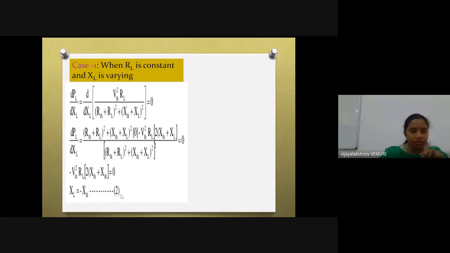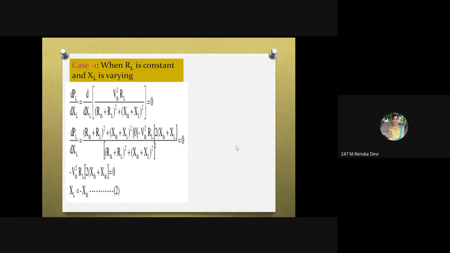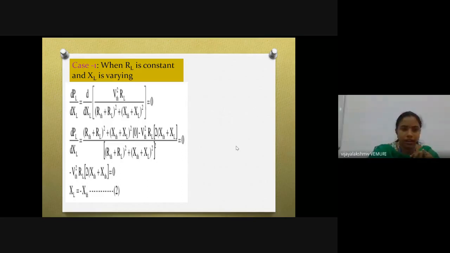Have you got the same? Please let me know. XL is equal to minus XTH. Here in place of TH, it should be L actually, so I think it is wrongly written. Fine. Shall I proceed to the next step? Yes, ma'am. Okay, right.